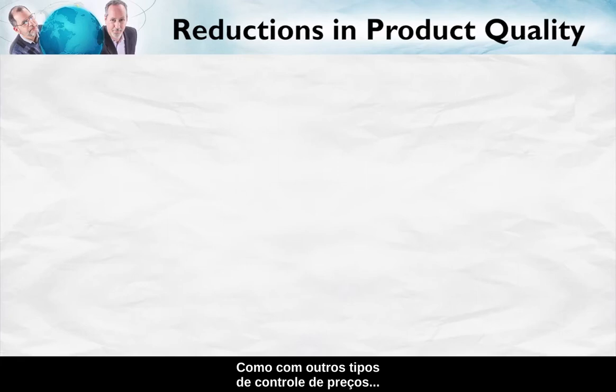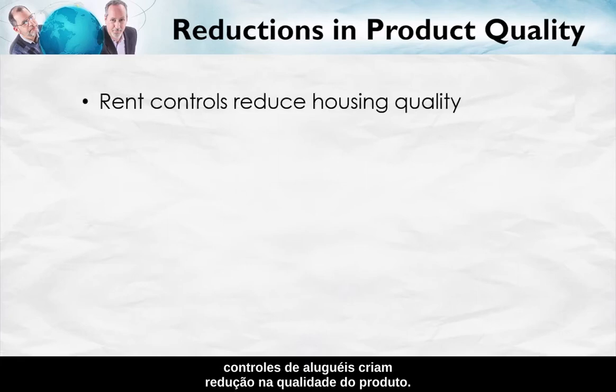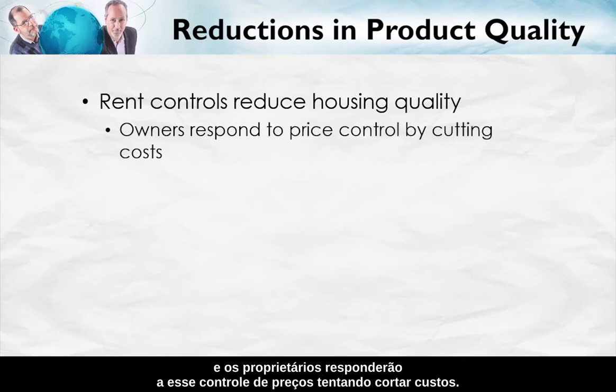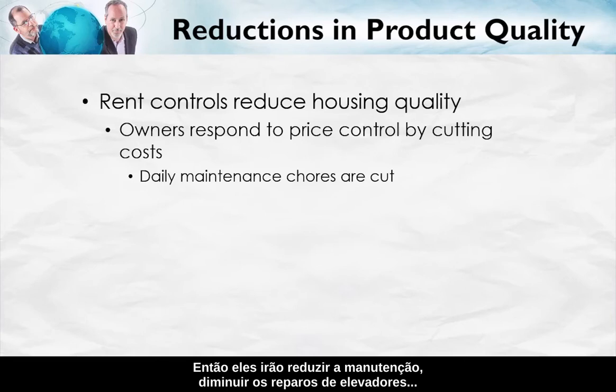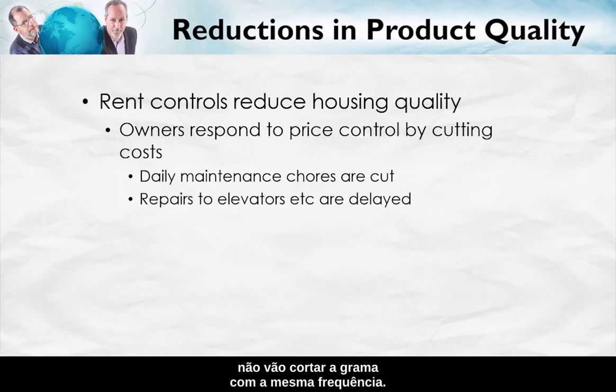As with other types of price controls, rent controls create reductions in product quality. So the rent controls reduce the return to landlords from renting apartments, and owners are going to respond to that price control by trying to cut costs. So they're going to reduce maintenance. They're going to slow down the repairs to elevators. They're not going to mow the lawns as often. After all, they can still sell just as many units as they did before.